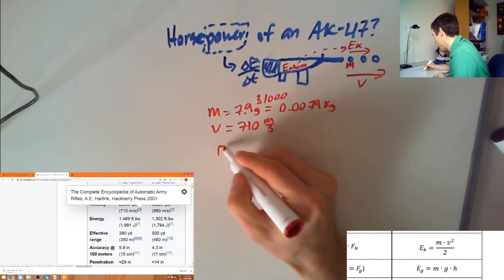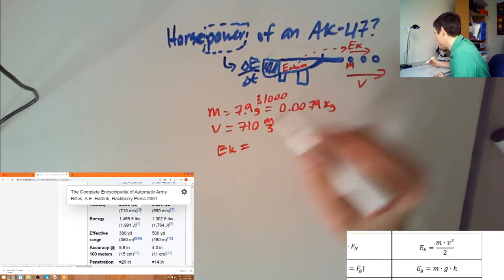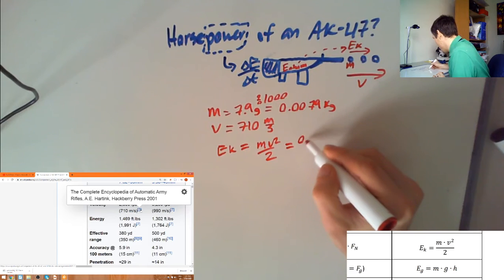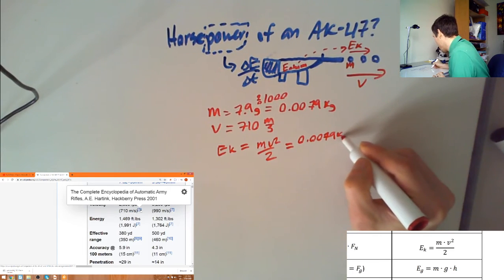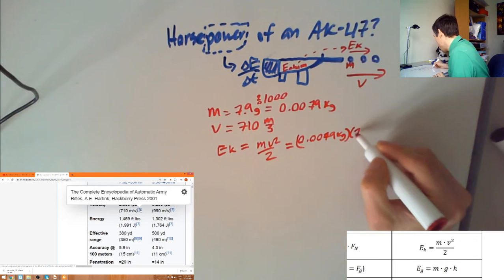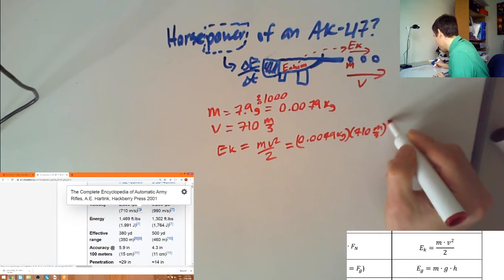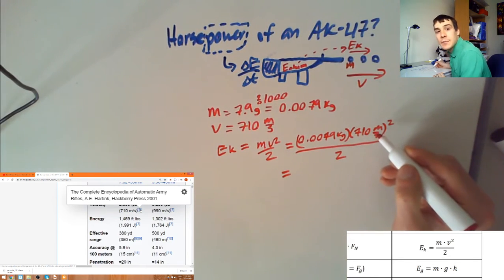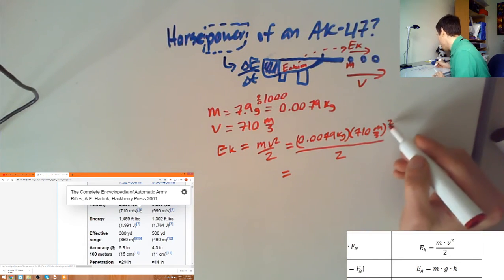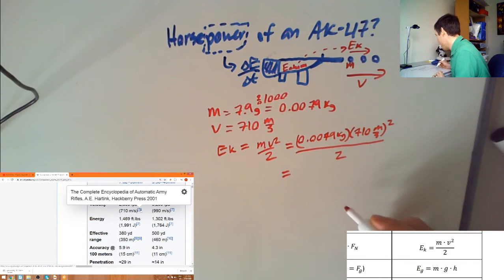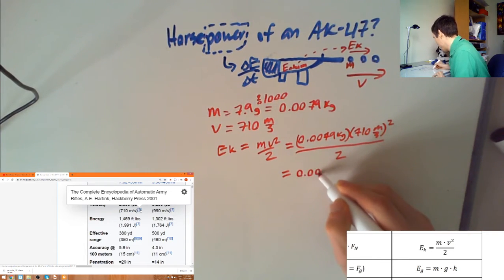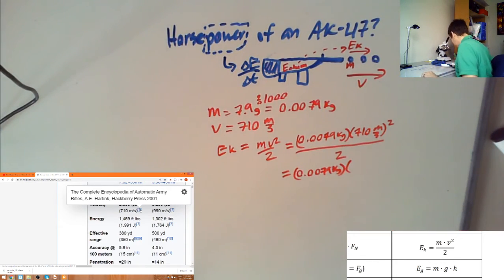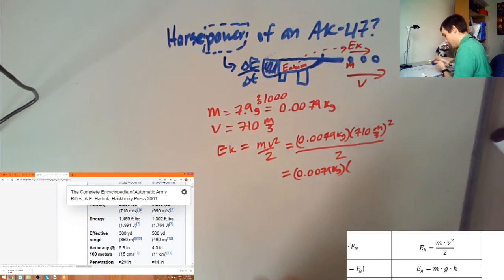All right, so now we can figure out EK. The kinetic energy of each bullet, mv squared over 2, which is 0.0079 kilograms times 710 meters per second squared over 2. And just like the last question, we have to do the thing inside the brackets first. Let's square this first before we multiply it by that. So that is going to be 0.0079 kilograms times, well, let's find out. Let's get a calculator out here.